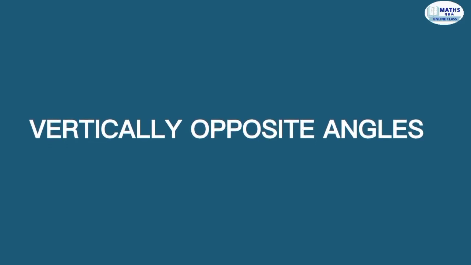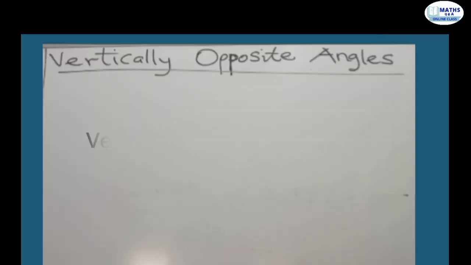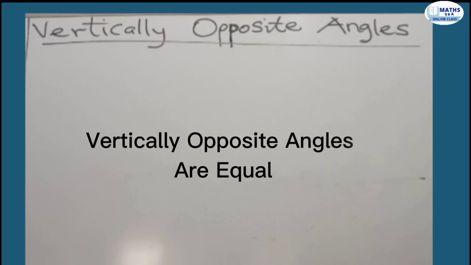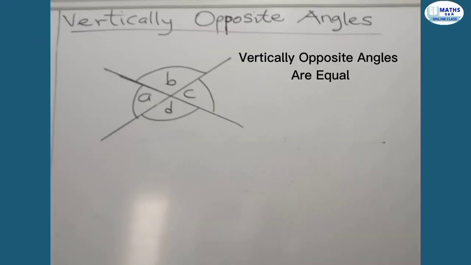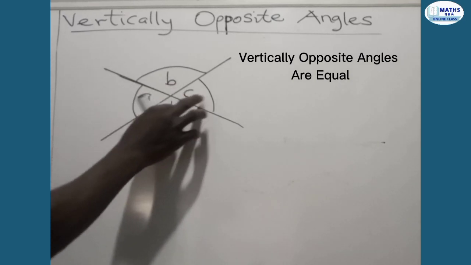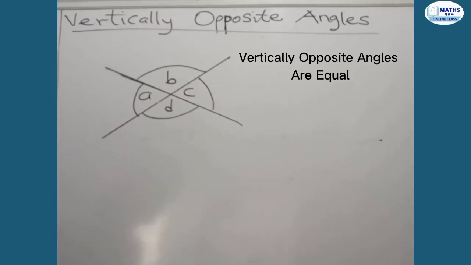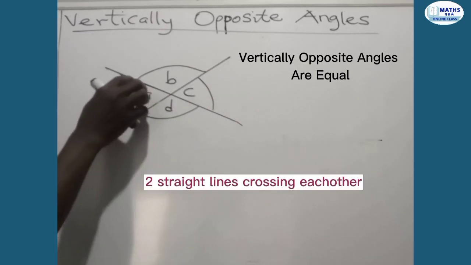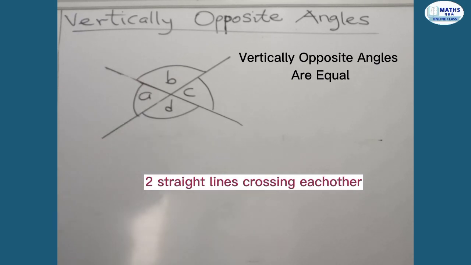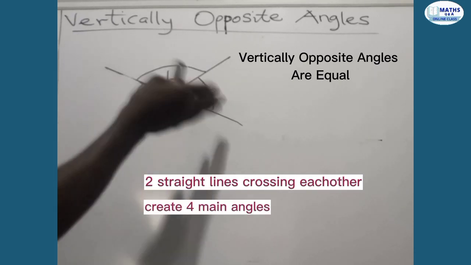Welcome. We are on vertically opposite angles. Now looking at this diagram, we have angles A, B, C, D. We have two lines that are crossing. Whenever two straight lines cross, they create angles, right?